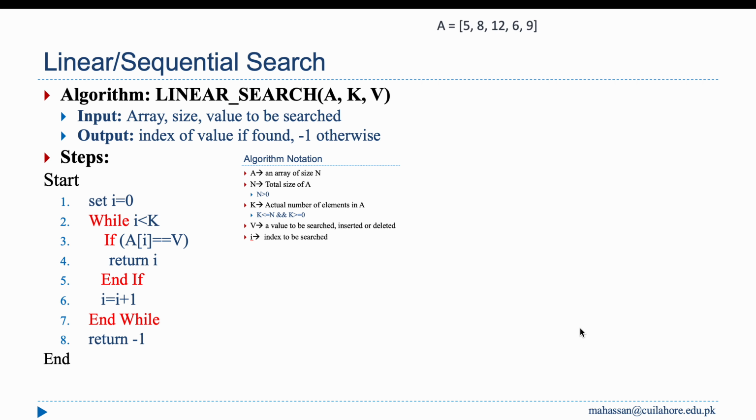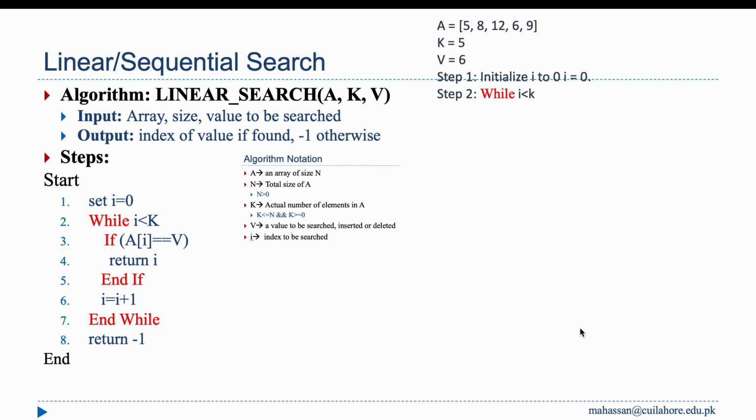Let's see the algorithm in action with an example. Suppose we have an array A of size 5. We want to search for the value in this array. First, the algorithm initializes a variable I to 0, which represents the index of the first element in the array. Then it enters a loop that will iterate k times.